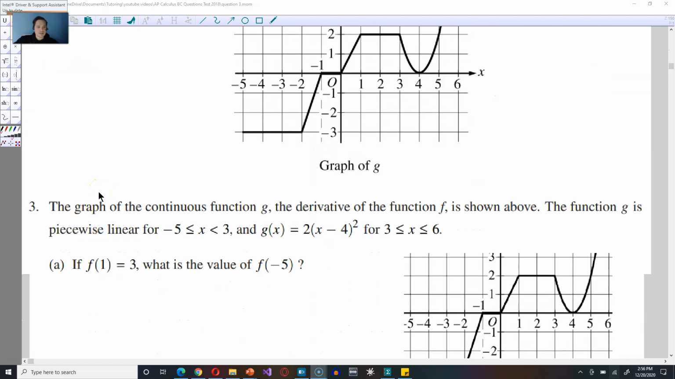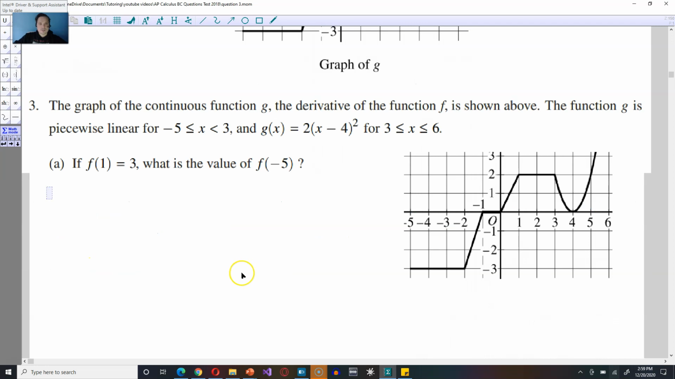So it says, the graph of the continuous function g and the derivative of the function f is shown above. The function g is piecewise linear for -5 through 3, and it's equal to g of x, which is equal to 2 times (x minus 4) squared for x between 3 and 6 inclusive. The first part says if f of 1 equals 3, what is the value of f of -5?